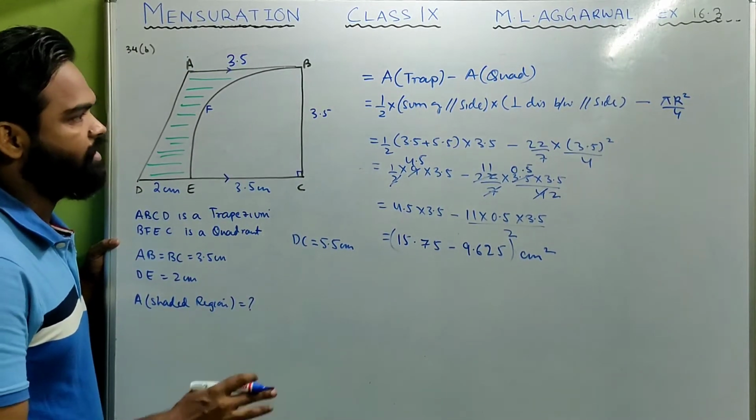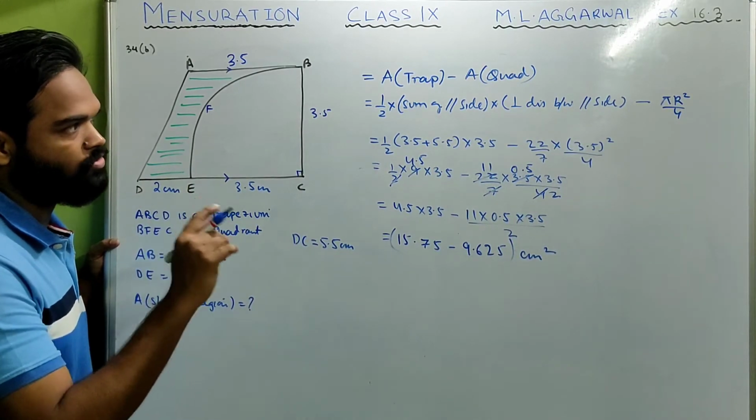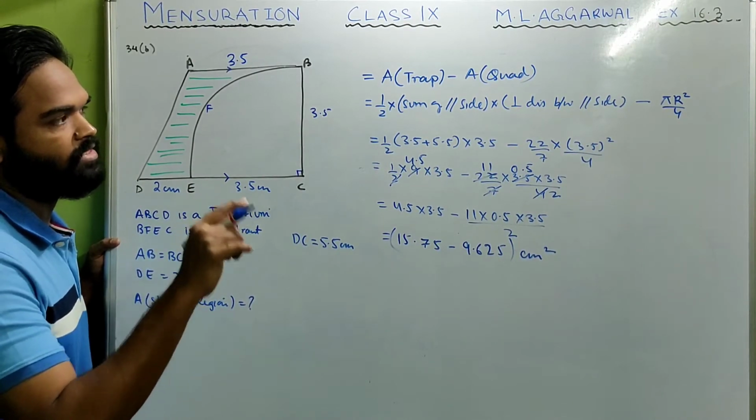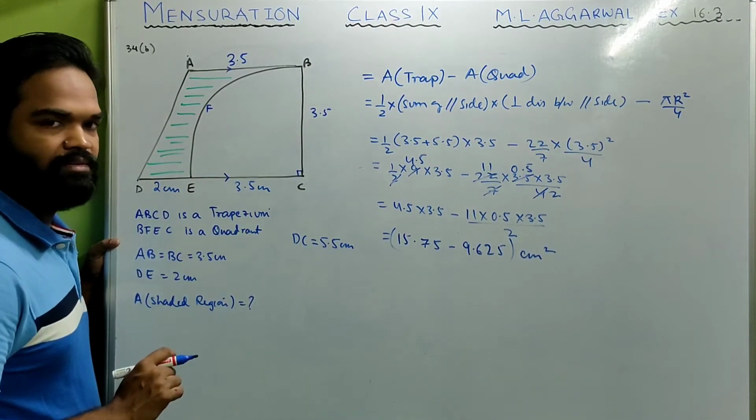Clear? It was very easy. Just remember the formula for the trapezium. It's half into the sum of parallel sides into the perpendicular distance between the parallel sides. Clear? Now let us look at the next sum.